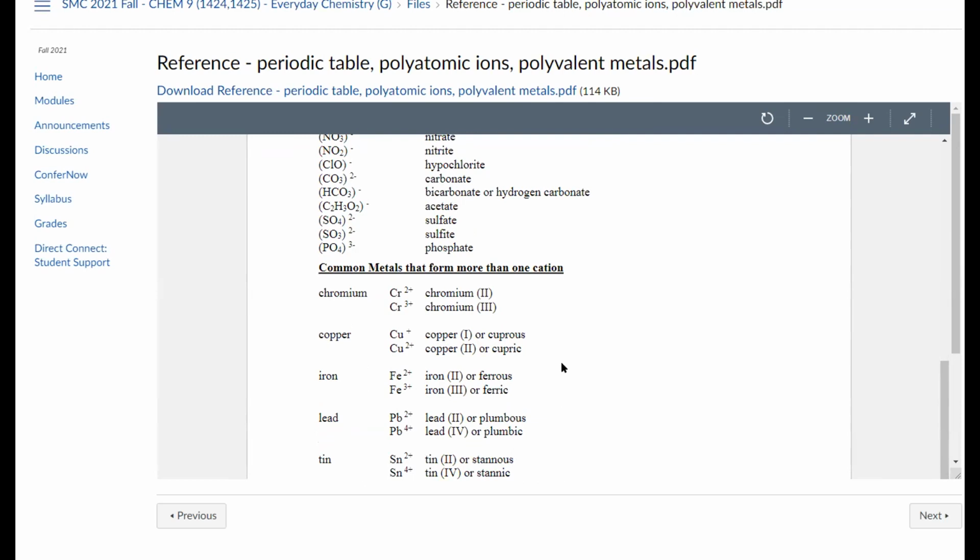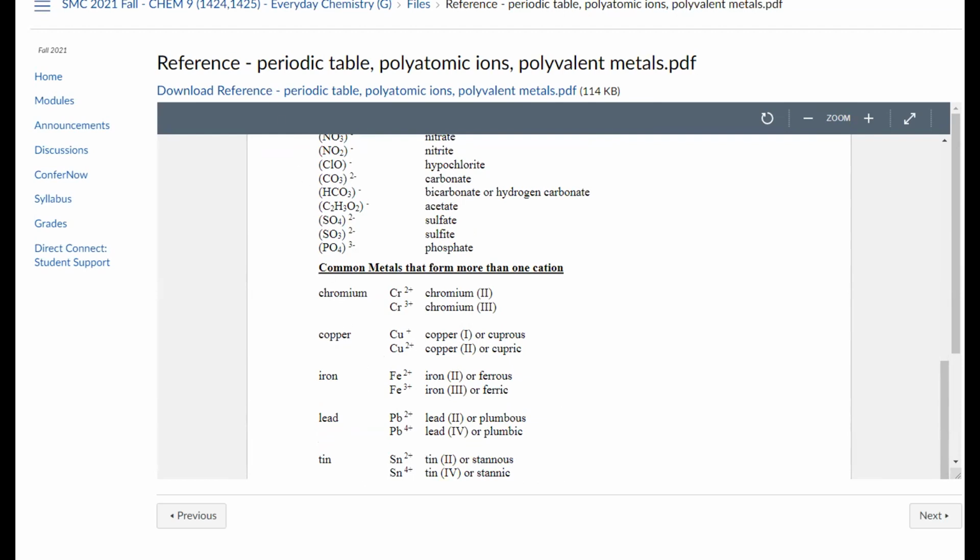This is called the stock system of naming, where the Roman number represents the charge value. So Roman number 1 means a +1 charge. Roman number 2 means a +2 charge. And that's important because there are 2 versions of copper ion.